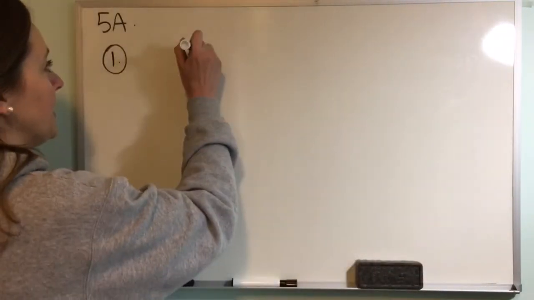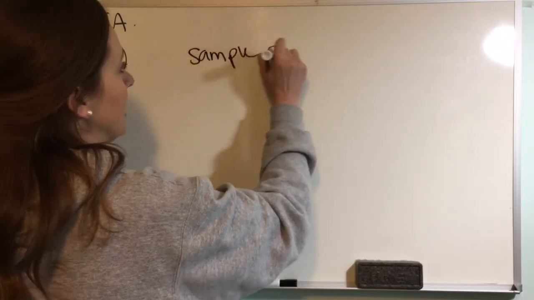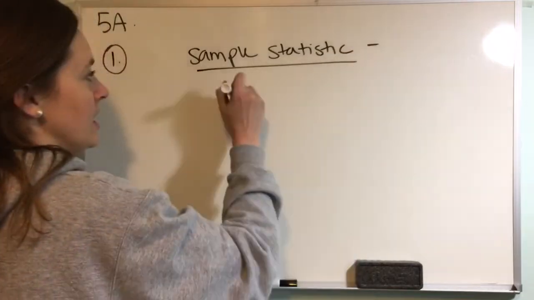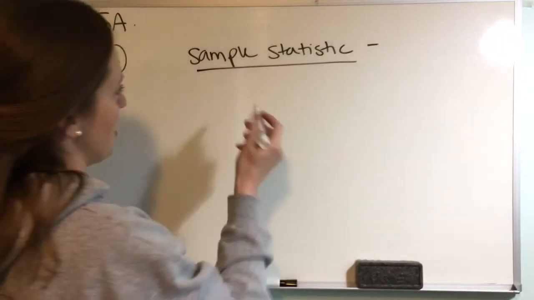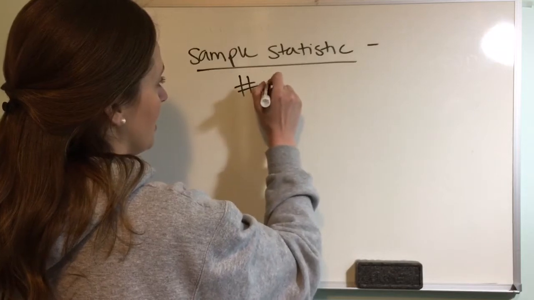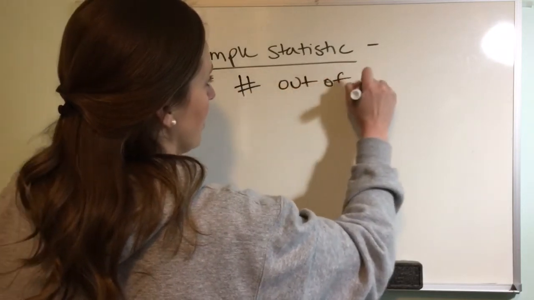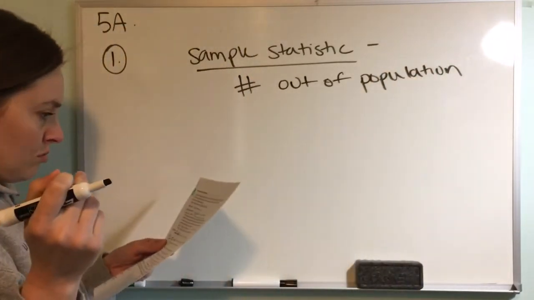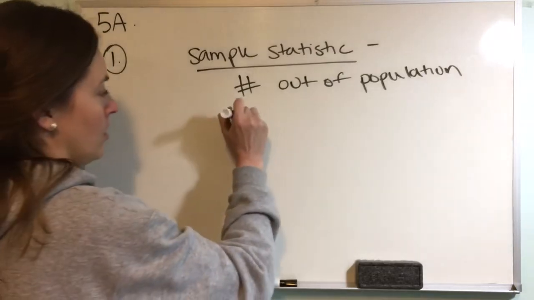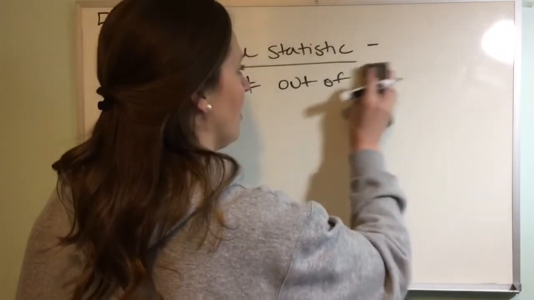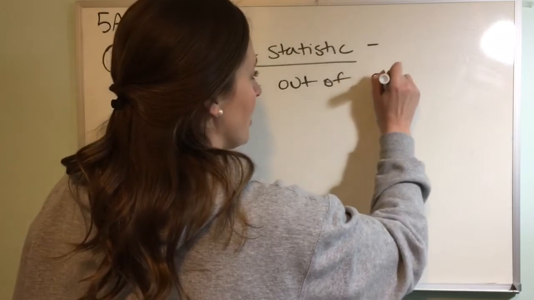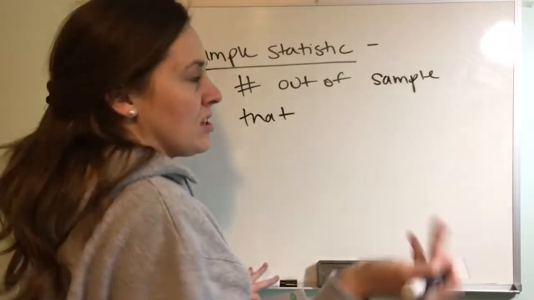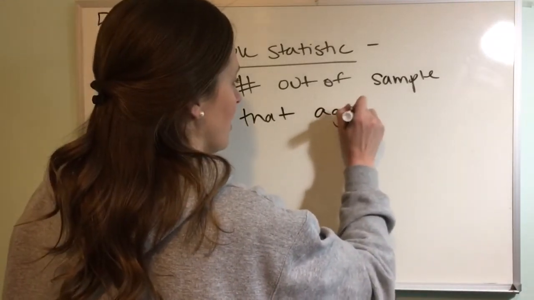So the sample statistic, I'm a terrible speller, how would I word that? So maybe number out of the sample. Sorry, not out of the population, out of the sample. Sample statistic. The number out of the sample that, in this case, I'm just going to say agrees or disagrees.